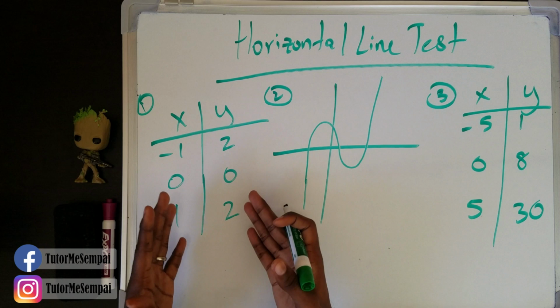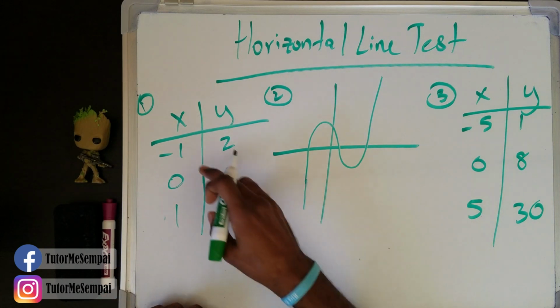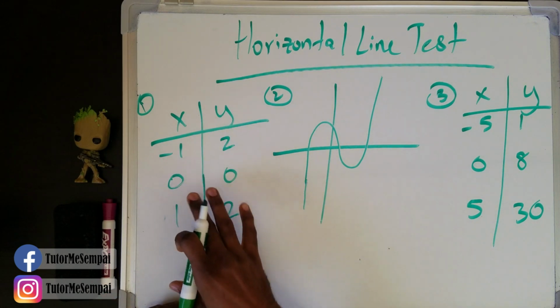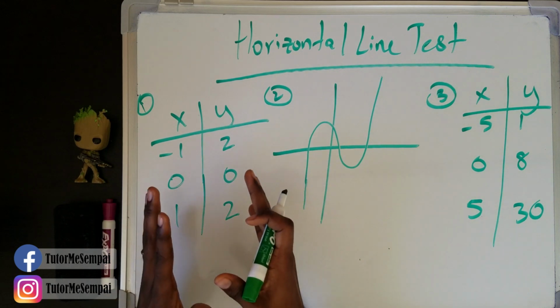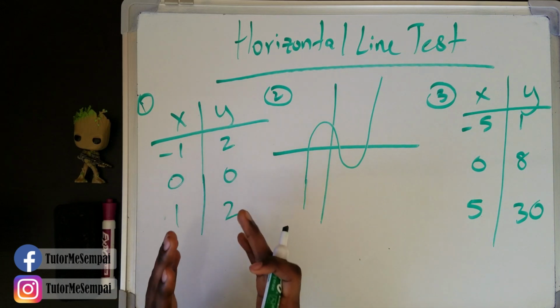First off, is this even a function? Yes, it's a function because it doesn't have any one x going to multiple y's. So we know it's a function, but is it going to have an inverse function?